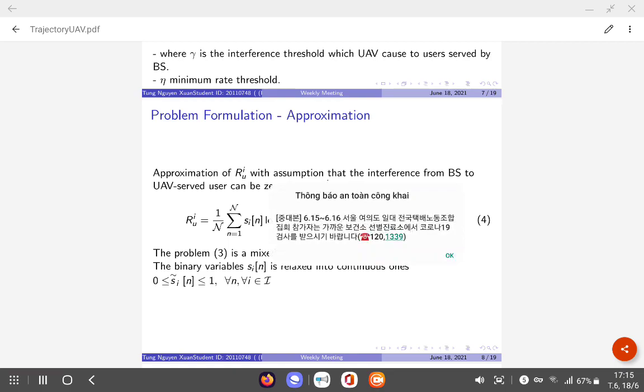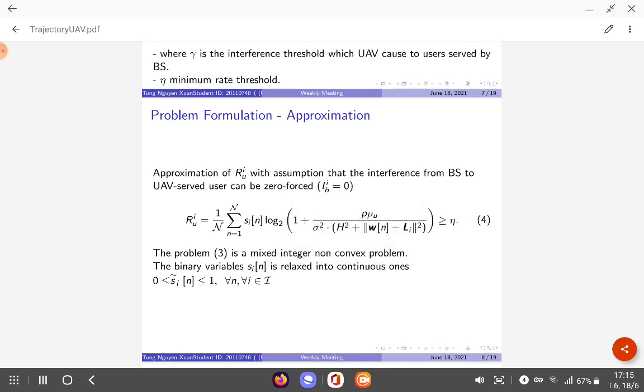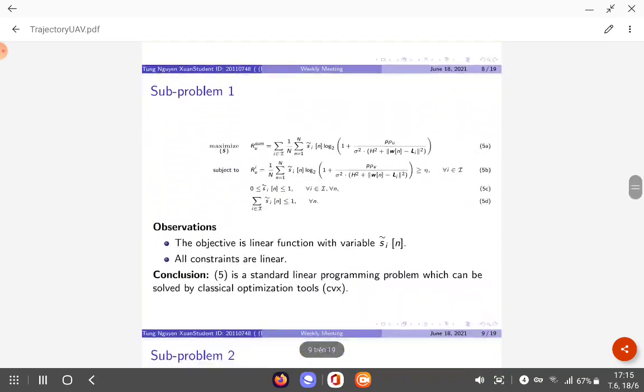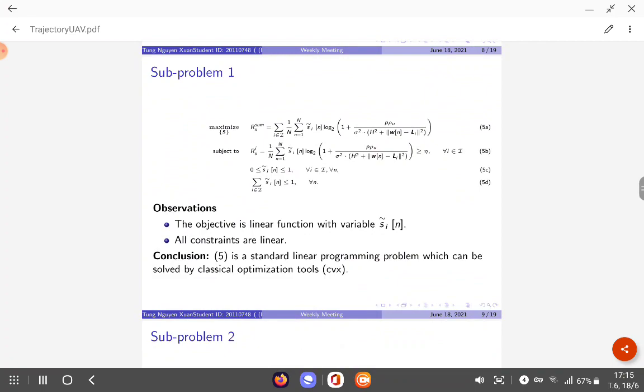So I will iteratively solve this problem until it converges to a certain value. At first, the first subproblem is time slot allocation, because after we relax the time slot allocation to a continuous variable and with a given trajectory, this problem with constraints about achievable rate and time slot is a linear program problem, so it can be easily solved by CVX.